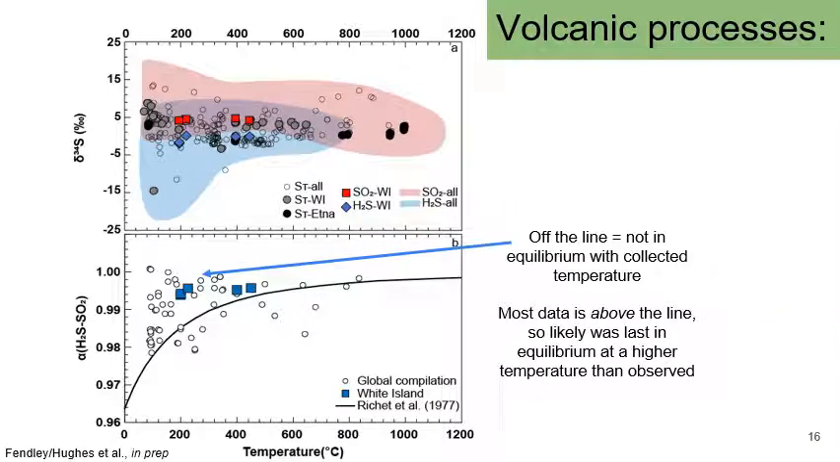And what we see is that a lot of these calculated fractionation factors are actually plotting off the line. They're not in equilibrium with their collected temperature. And most data is above the line, so is likely in equilibrium at a higher temperature than what it's currently being observed at.